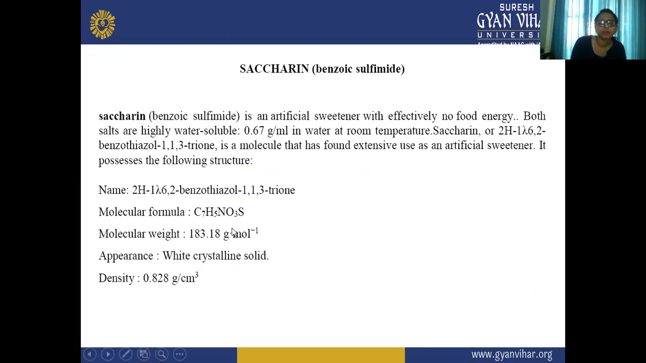Now the second compound is saccharin. Saccharin is also known as benzoic sulfonamide. Saccharin is an artificial sweetener with effectively no food energy. It does not have any food energy.